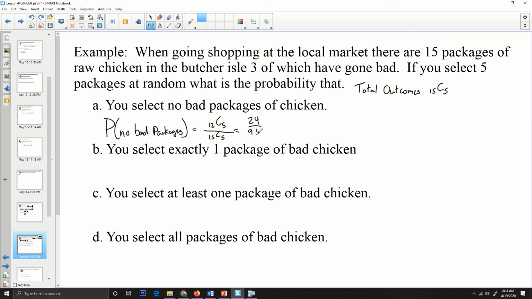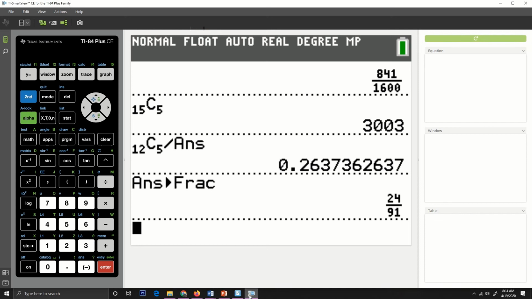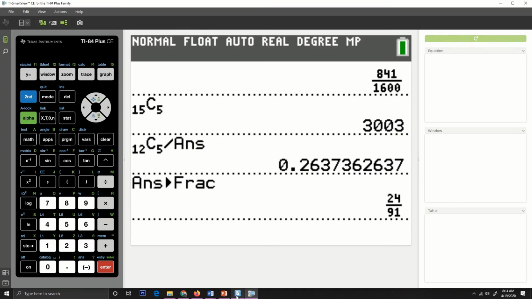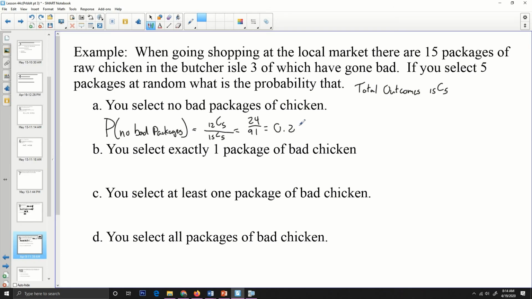24 over 91, or what was it, 0.264. Either of those will be acceptable. You select exactly one package of bad chicken. So probability, one bad package.